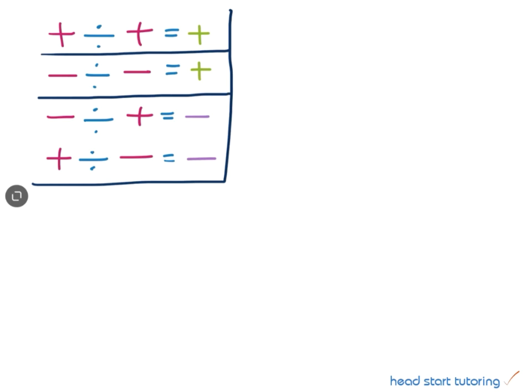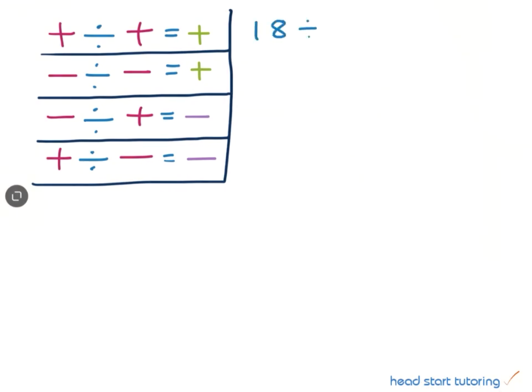answer. When our signs are different, however, so if we've got a negative divided by a positive or a positive divided by a negative, we will end up with a negative answer. So let's have a look at a few examples.